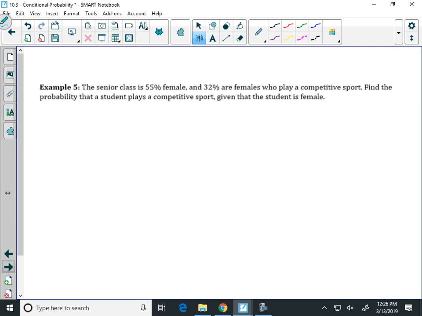The senior class is 55% female and 32% are females who play competitive sports. Find the probability that a student plays a competitive sport given that the student is female. We have this word given, so let's write our conditional statement. What comes before the word given? Competitive sport. You can write competitive or sport, it doesn't matter. What comes after given? What topic?